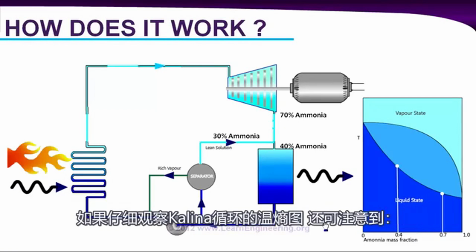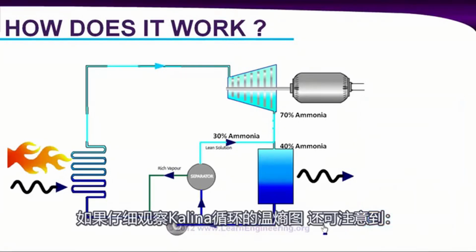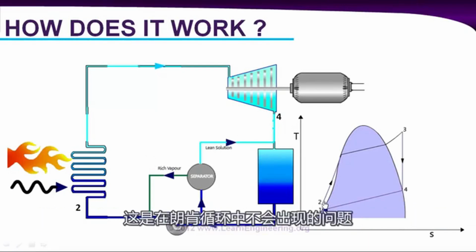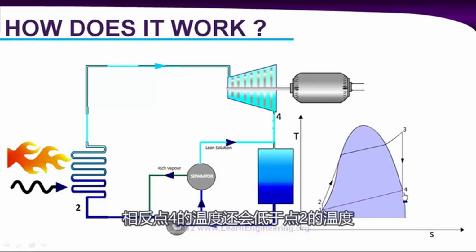If you check the temperature-entropy diagram of a Kalina cycle carefully, you can notice one thing over there. The temperature at the exit of the steam turbine is much higher than the temperature at the inlet of the condenser. Or the temperature at point 4 is much higher than the temperature at point 2. You can see it over here. But this was not the case in the Rankine cycle. In the Rankine cycle, these temperature levels were the other way around. The temperature at point 4 was lower than the temperature at point 2.